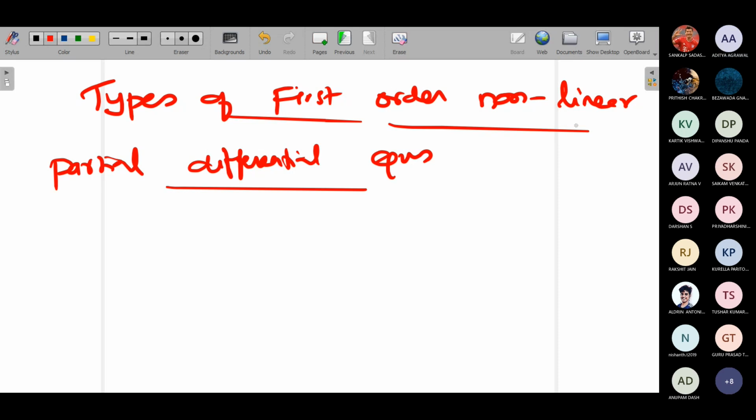Fine. Now I'll come back to your question. I asked about linear and non-linear equations. If it is power 1, it is a linear equation. If the powers are not the same, it is a non-linear equation. What I have written is the types of first order non-linear PDE. Can anyone tell me one example of a first order non-linear PDE?